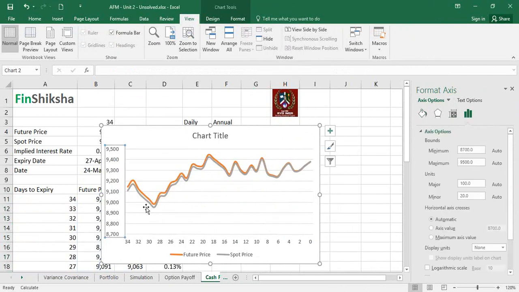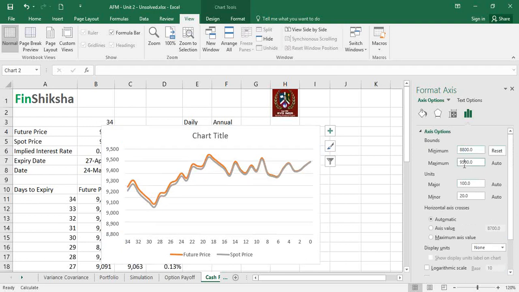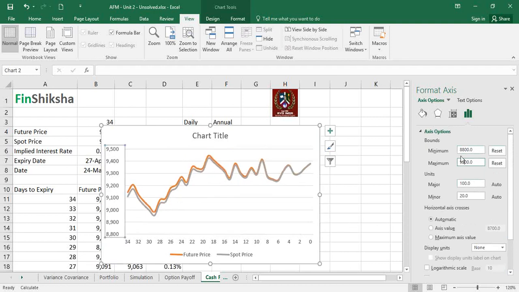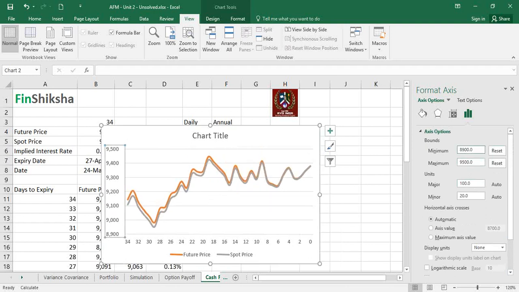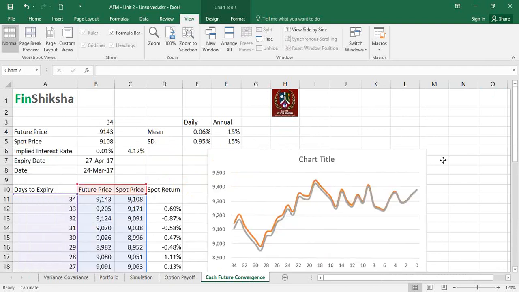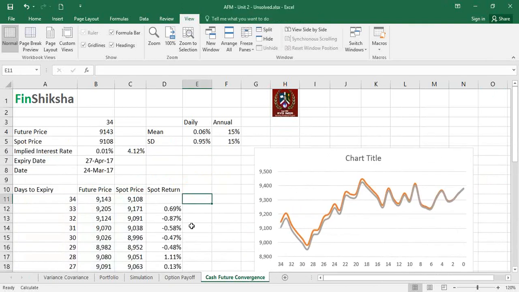We can also format the axis to have the minimum and maximum values fixed at, let's say, 8800 and 9400. Some of it goes out obviously, so 9500 will probably be better. And on the downside, we can probably use 8900 and see how this works. You see, on the final day, they will converge. On the final day, they will converge, come what may, the scenario may be. So effectively, that is a classic case of the spot futures convergence.